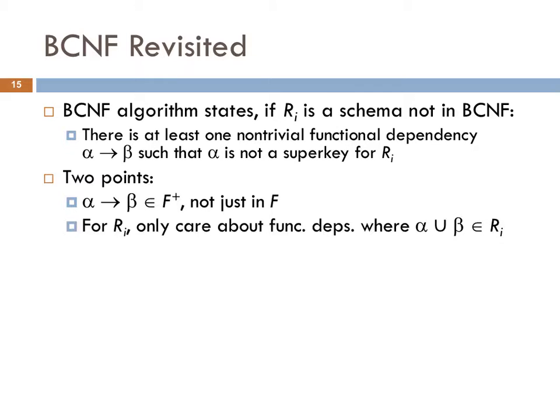Also, for a particular schema that we're examining for Boyce-Codd normal form, we really only care about the functional dependencies where the left-hand side and the right-hand side actually appear in that schema. That has a name. We call it the restriction, in fact, the restriction of the closure to R, because we really only care about those dependencies that hold on that particular schema.